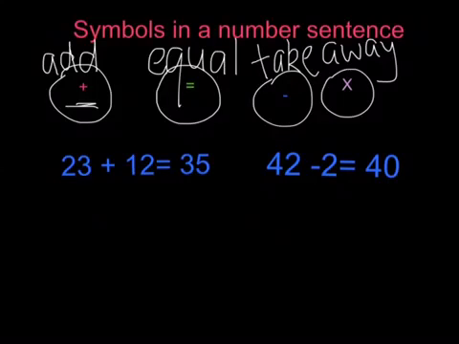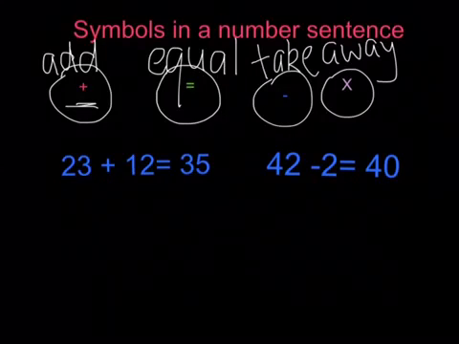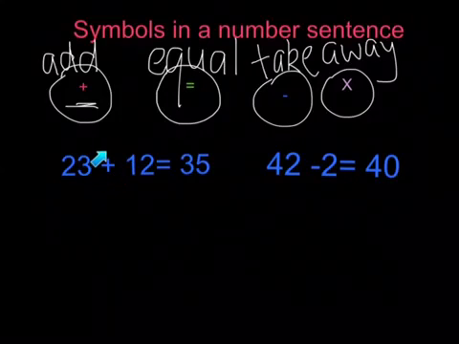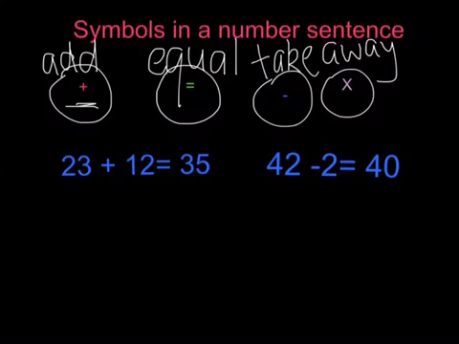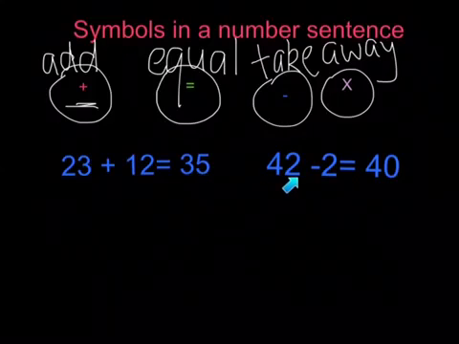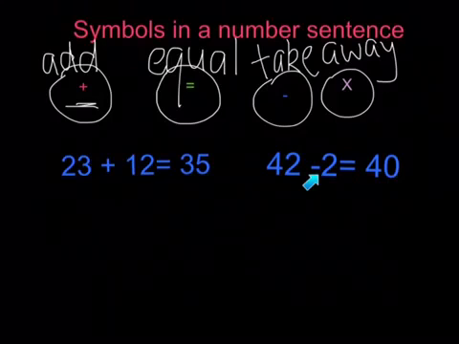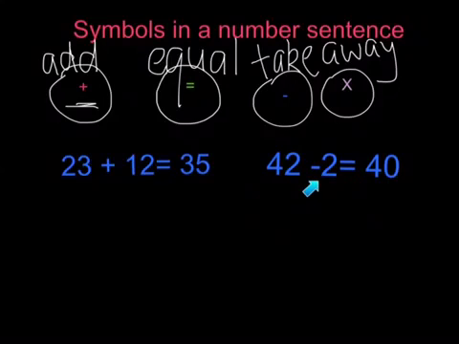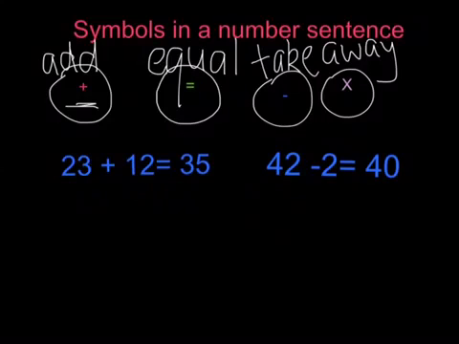Okay, let's have a look at these two number sentences here, looking closely at these symbols. Okay, let's read them. This one is 23. Can you remember what that symbol means? That's right, add. What's another word for add? Plus. 23 plus 12 equals 35. 42, what's this symbol mean? Take away, that's right, which is subtraction. 42 take away 2 equals 40. So that's how you read a number sentence.